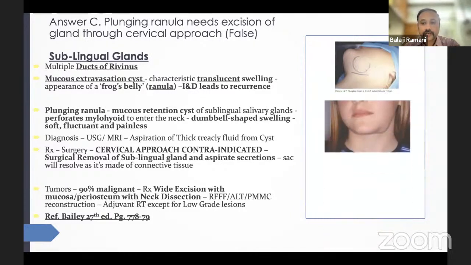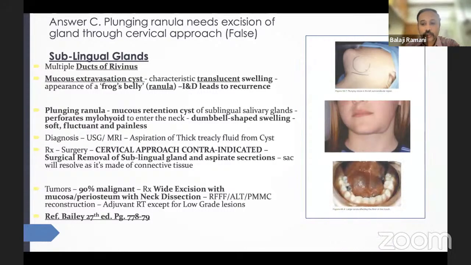So what we have here is the kind of presentation we'll see: a cervical swelling with an intraoral swelling as well. Both of these will be seen. The approach that we have to take is not actually a cervical approach. The cervical approach will be contraindicated. The diagnosis will be by ultrasound and by doing an MRI, which will clearly show the lesion in the oral cavity and also extending across the mylohyoid into the neck. So for the excision of such a lesion, a transcervical approach is going to be contraindicated.